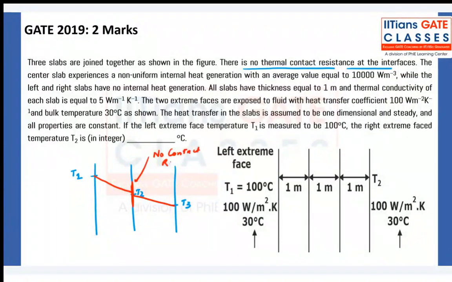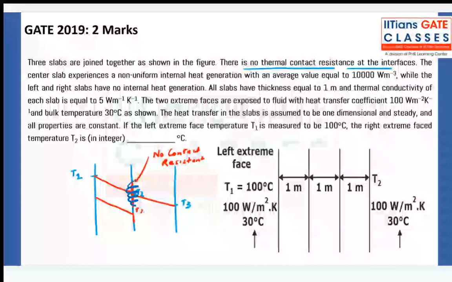If there is a contact resistance, then what will happen? There will be some resistance here, and because of that resistance, there will be a drop in temperature at the interface. Now how will you show that? You can show it like this: T1 to T2, this is T2, this is T1, and then because of contact resistance, there is a drop in temperature, and then it is T3, like this. Now why does this contact resistance come in?